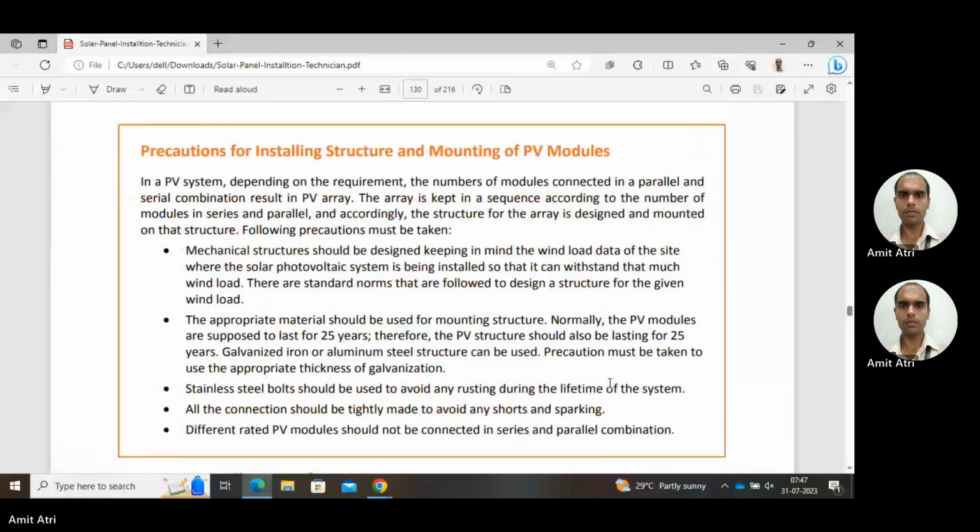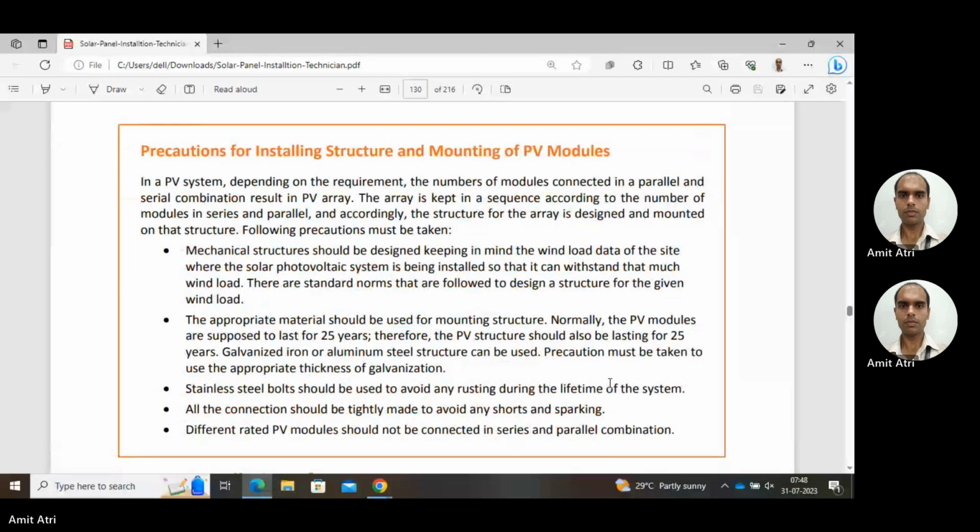Okay, now precautions for installing structure and mounting of PV modules. Considering the precautions, in a PV system, depending on the requirement, the number of modules are connected in parallel and series combination. Only then we can get the required voltage and current. So the array is kept in a sequence according to the number of modules in series and parallel, and accordingly the structure for the array is designed and mounted on that structure. We have to design the structure as per the series and parallel combination required for the specified power level.